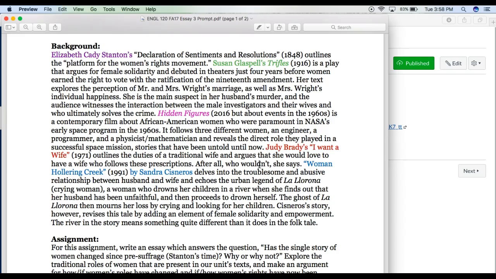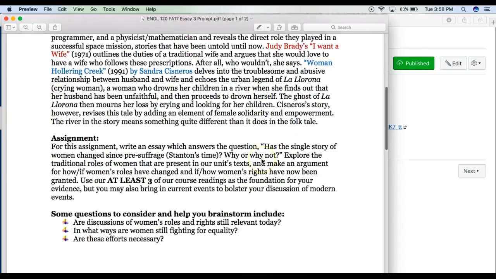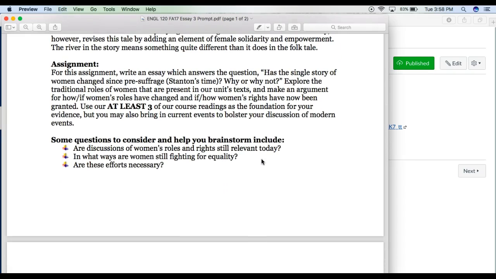Okay, now for the essay assignment. For this assignment, write an essay which answers the question, has the single story of women changed since pre-suffrage? Why or why not? Explore the traditional roles of women that are present in our unit's text, and make an argument for how or if women's roles have changed, and if or how women's rights have been granted. Use at least 3 of our course readings as the foundation for your evidence, but you may also bring in current events to bolster your discussion of modern events.